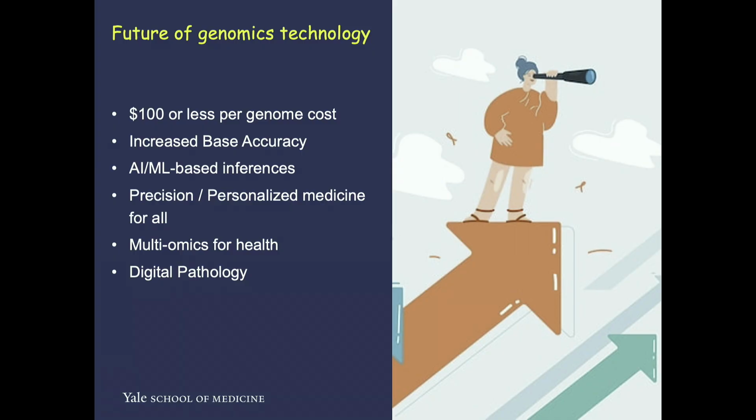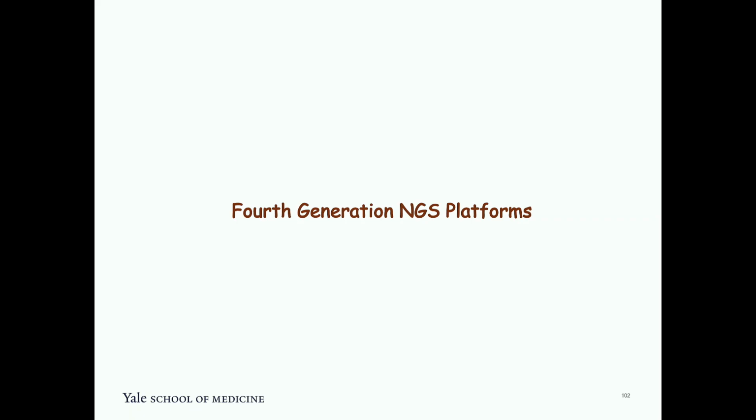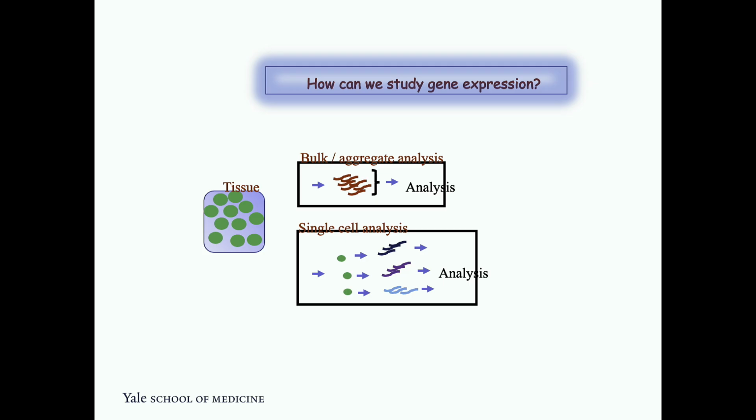Okay, now we are coming to the last part of my talk, which is that we are moving to fourth generation sequencing, and Dr. Amit already gave you a primer on this: single cell analysis. The fourth generation of sequencing is not a new sequencer, but rather a new way of doing things. You have a tissue. In bulk analysis, you just make a smoothie out of it and analyze it, whereas in single cell analysis, you analyze each cell separately and get the data out of it.